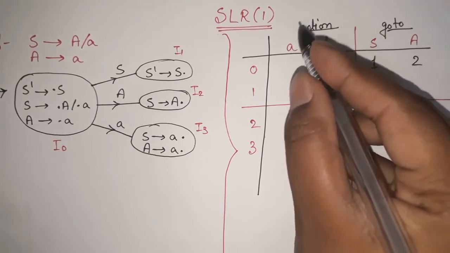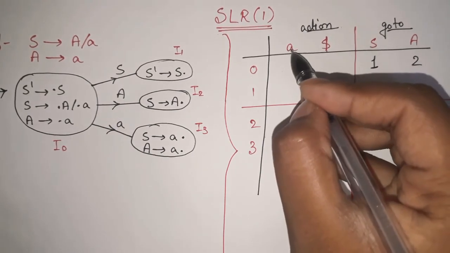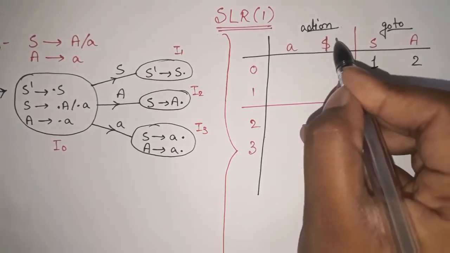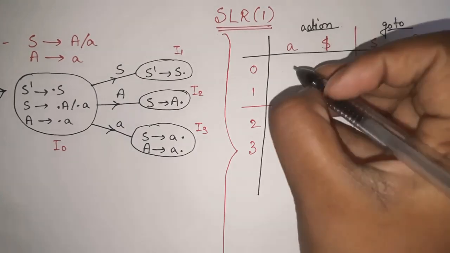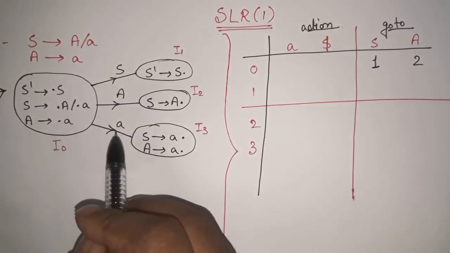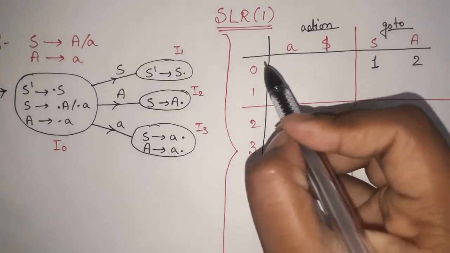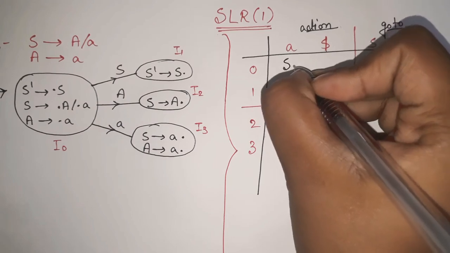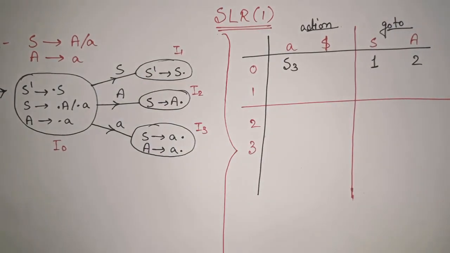But as we know in the action part, whenever I am going from one state to another state with the help of any terminal, it is known as shift move. So here I will write shift move. From 0, with the help of small a, I am going to 3. So I will write shift 3, S3. Okay, so the 0th row is completed.